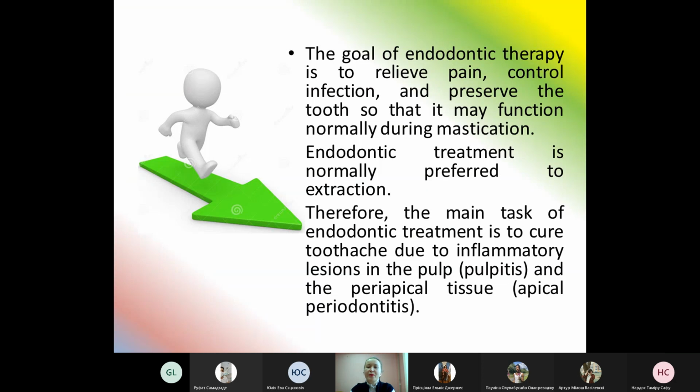The goal of endodontic therapy is to relieve pain, control infection, and preserve the tooth so that it may function normally during mastication. Endodontic treatment is normally preferred to extraction, and therefore the main task of endodontic treatment is to cure toothache due to inflammatory lesions in the pulp, such as pulpitis, and the periapical tissue, such as apical periodontitis.